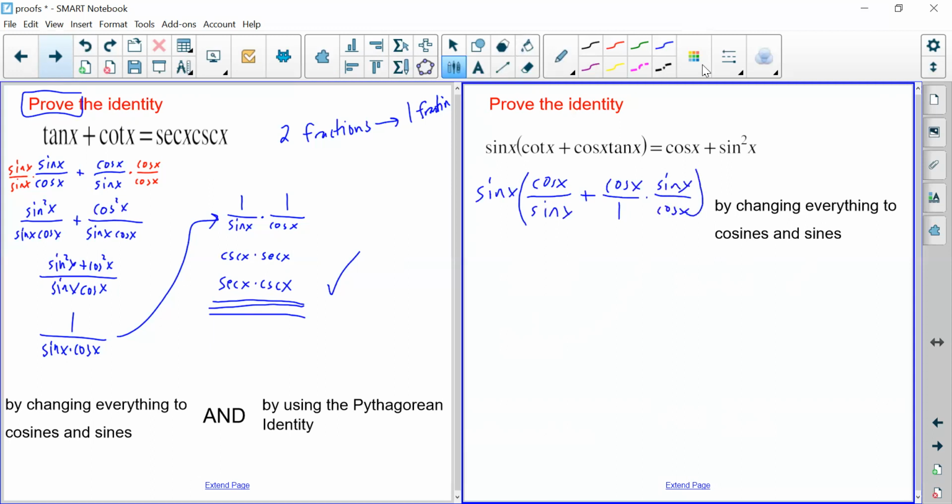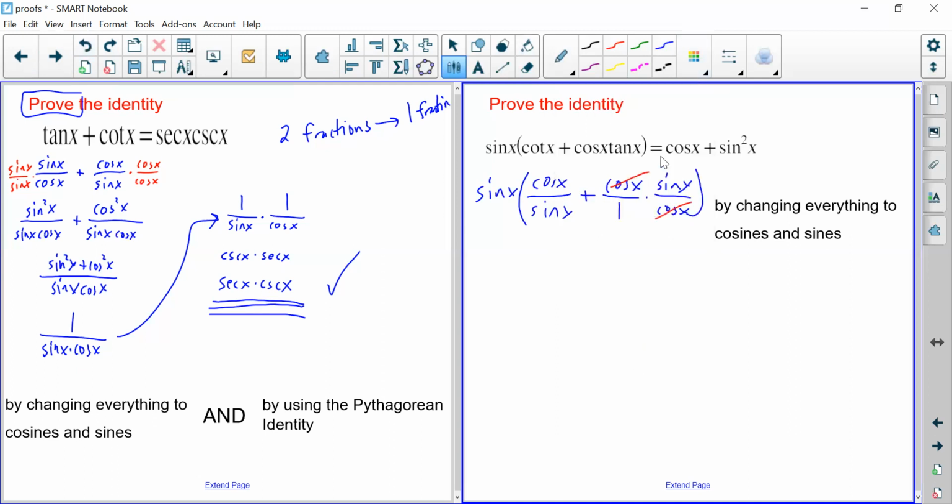So I hope you are following along with cosine of x is the same thing as cosine over 1. Tangent is the same thing as sine over cosine, and they're connected by multiplication. Now, the advantage of changing everything to cosine and sine is that sometimes things cancel out, like this right here. Cosine and cosine just cancel out.